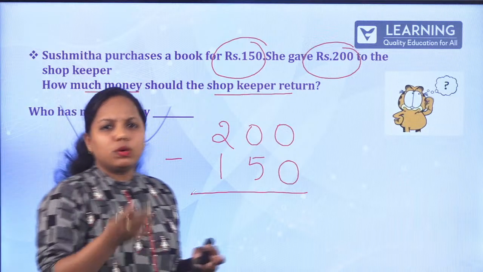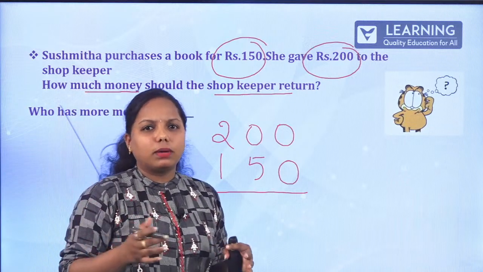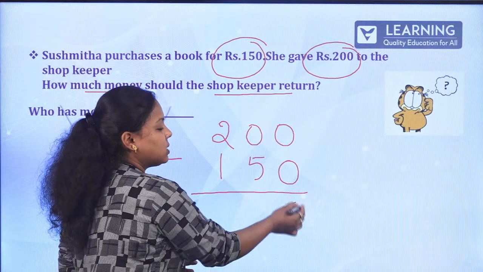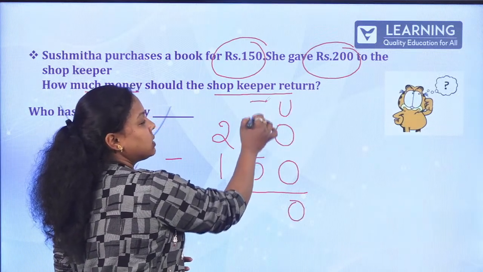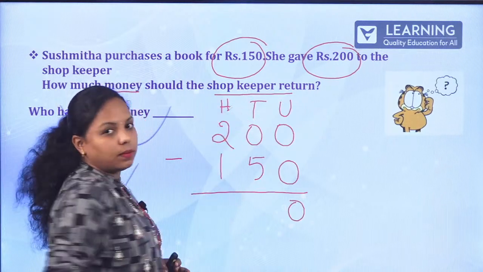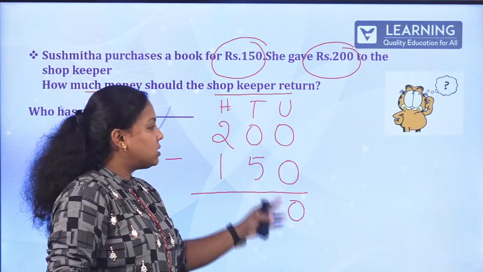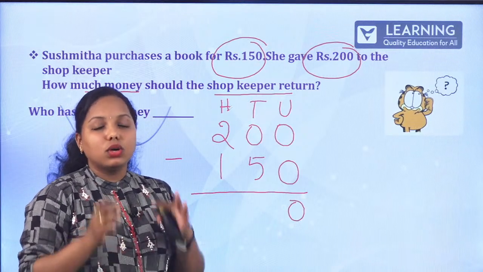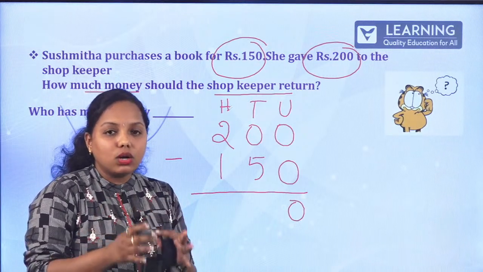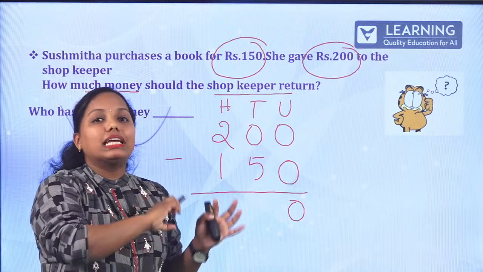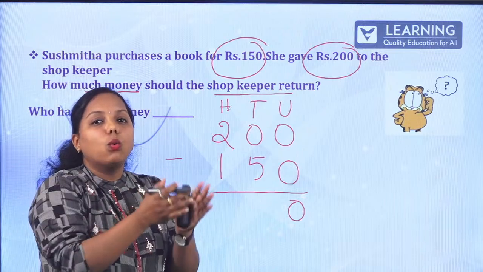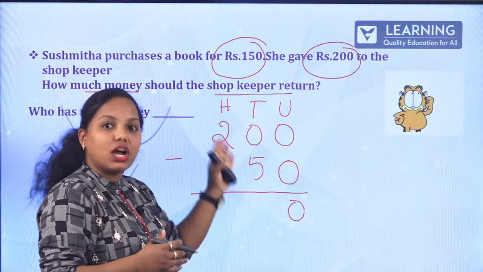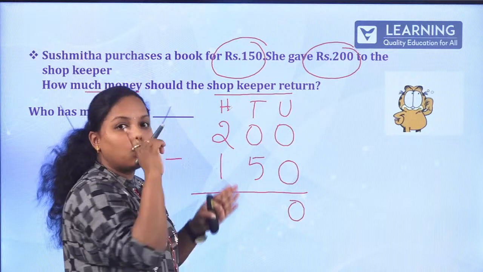Ma'am, I know 151, 152, 153, I know how to count, but let's do it logically. So 0 minus 0 is 0. As you know, this is units, tens and hundreds. Now 0 minus 5. From 0 can I take out 5? I can't. So always remember, when you are not able to subtract, take one part from the next digit. Which is the next digit? That is the hundreds place. So you have to take out one digit.